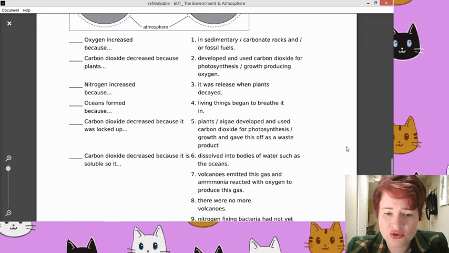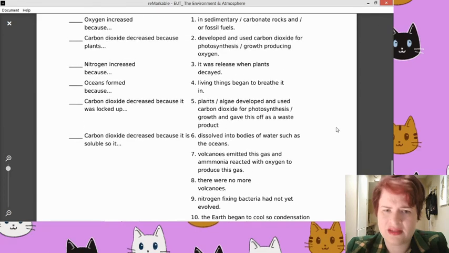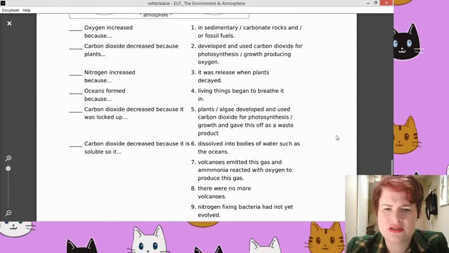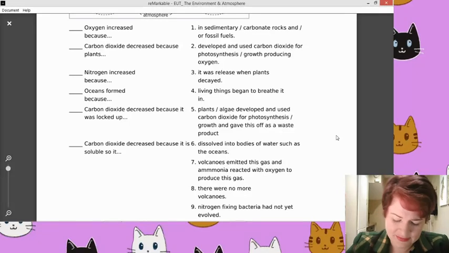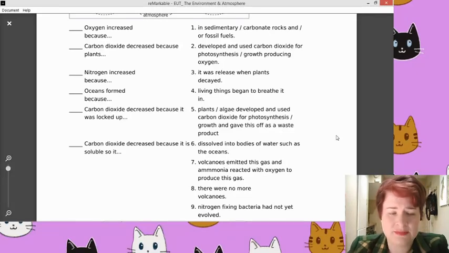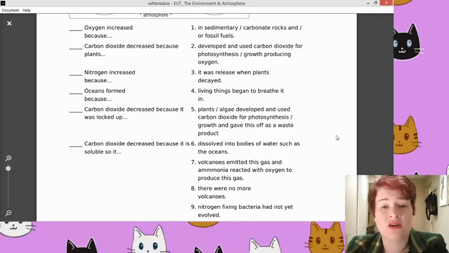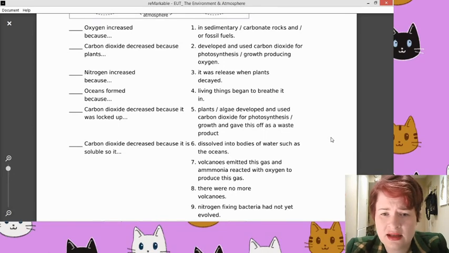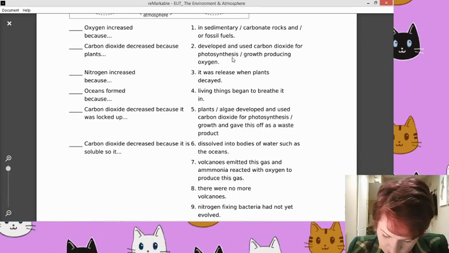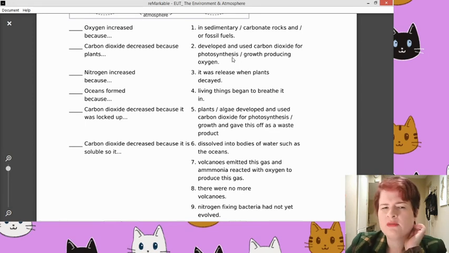Now, there were more options available than there were questions to match them to, just because I wanted you really, really thinking about this. So, oxygen increased because, well, the process that creates oxygen or converts oxygen from one form to another, anyway, is photosynthesis. So, let's see if any one of these, there we go, number two. It could be number two, but oxygen increased because developed and used carbon dioxide for photosynthesis. That doesn't necessarily flow as a sentence, so let's just keep looking for another option.